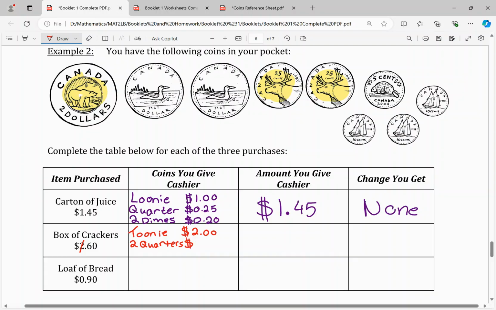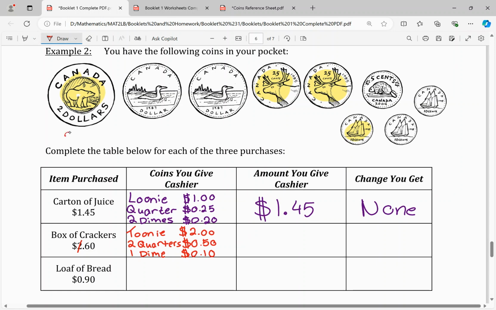2 quarters gives me 50 cents. So right now we're at $2.50. All I need left is 10 cents in order to go from 250 to 260. So I'm going to try adding 1 dime to get the extra 10 cents. Perfect. Let's check our work.